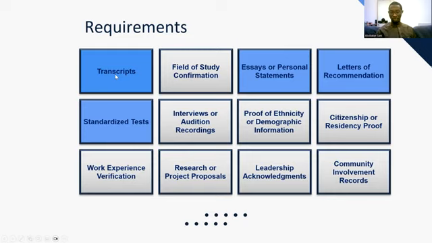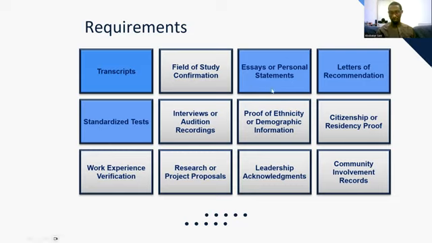So in your university, they will give you a certificate plus a transcript. And the field of study confirmation, this is all about what you want to study. Are you trying to study medicine? Are you trying to study engineering? You want to study business administration or mass communication? So whatever you want to study, your transcript should be from the same field.